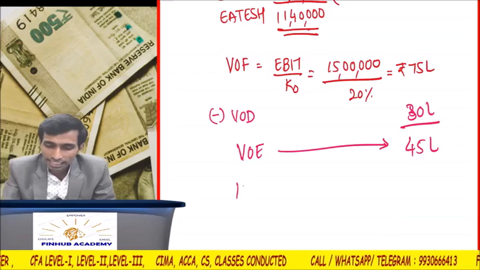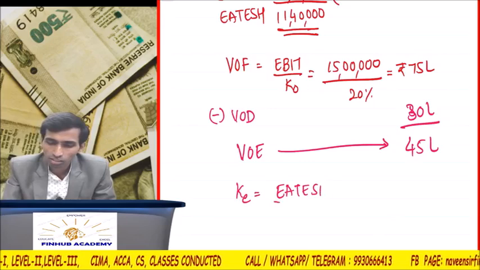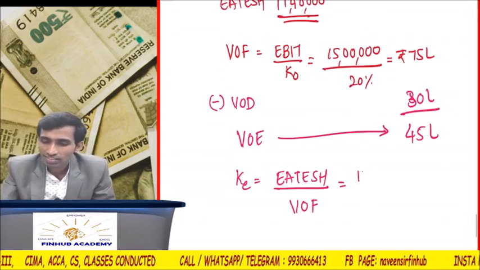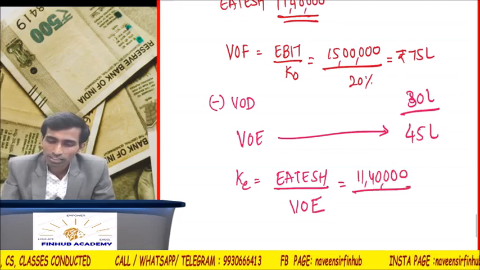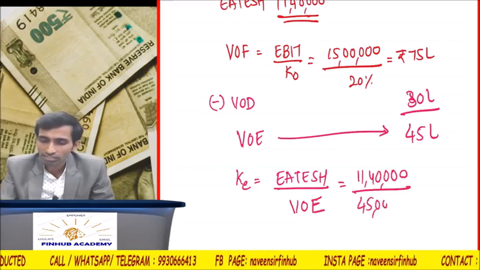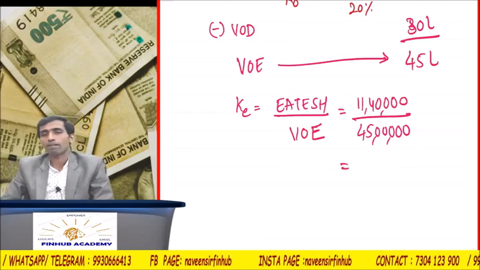Can I calculate KE? Yes. KE is equal to the earnings to equity holders, why am I solving this sum? To show all these things. Divided by value of equity, sorry, not firm, value of equity. Please correct it. Earnings are 11,40,000, divided by value of equity 45 lakhs. The answer is 25.33%.